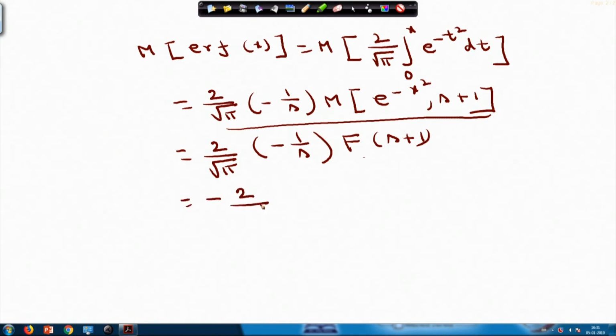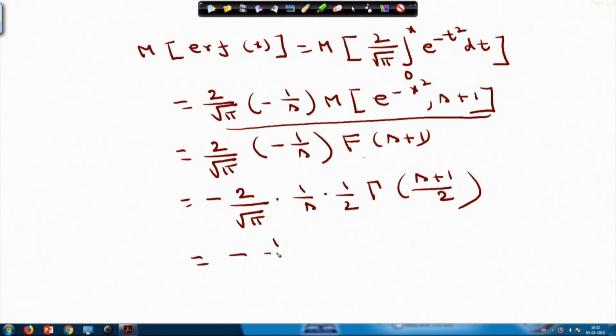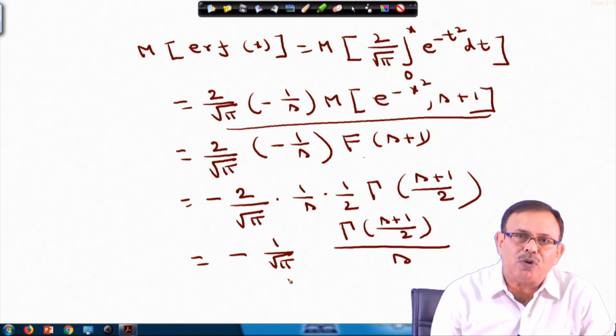So, if I substitute the value, this will be equal to 2 by root pi into 1 by s into half into gamma of (s plus 1) by 2. And if I simplify it, the 2 will be cancelled, this equals minus 1 by root pi, gamma of (s plus 1) by 2 by s. Therefore, the Mellin transform of the error function equals minus 1 by root pi gamma of (s plus 1) by 2 divided by s.